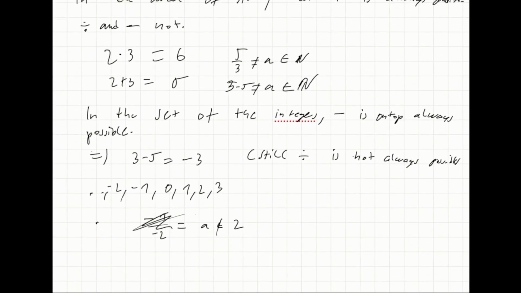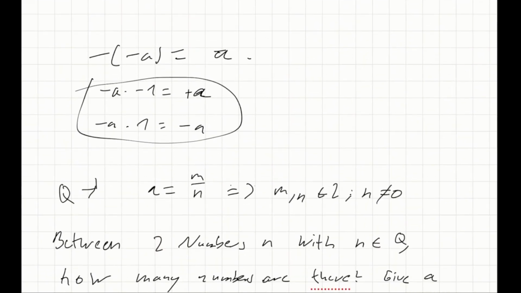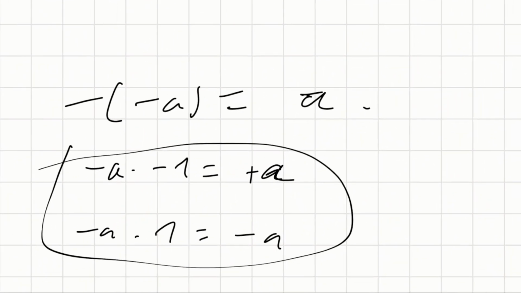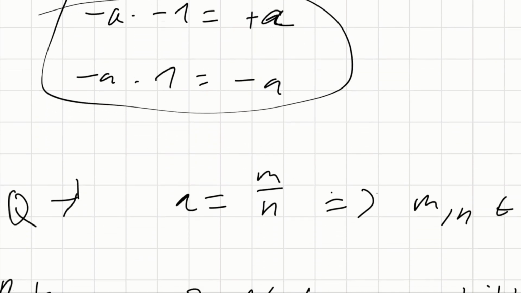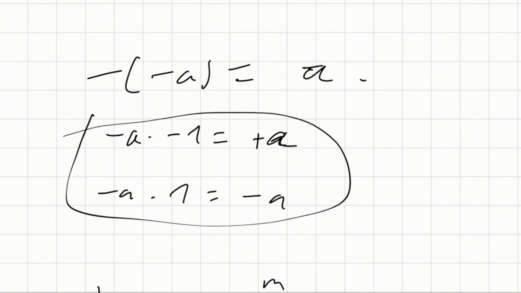So therefore we have defined already 2 sets of numbers. The third set is the set of rational numbers. But before, let's cover this: minus times minus a equals plus a. Therefore minus a times minus a equals plus a, and minus a times 1 gives us minus a. This proof is quite interesting, but it is also more complex than it seems, so I might cover it in another video. But always remember, this is true.